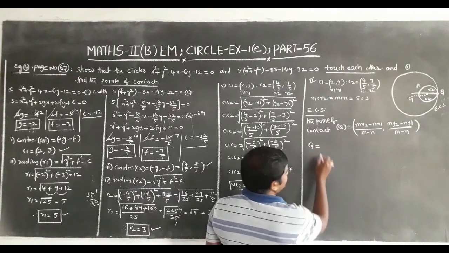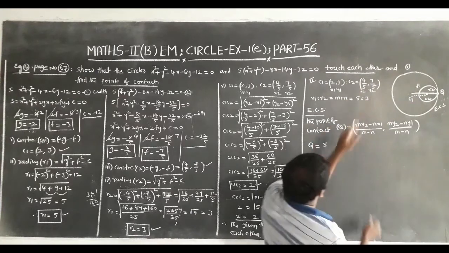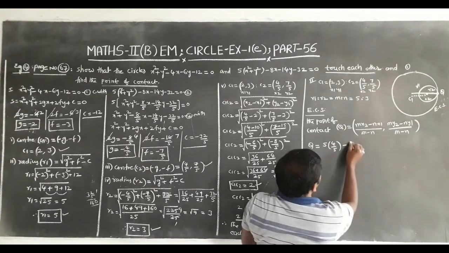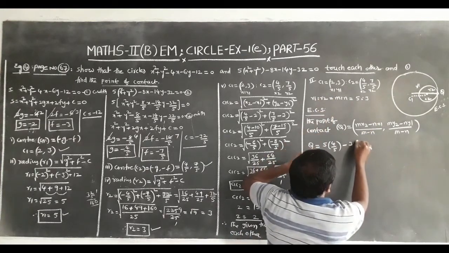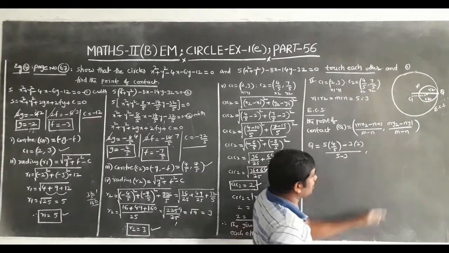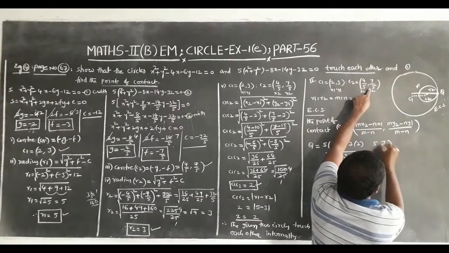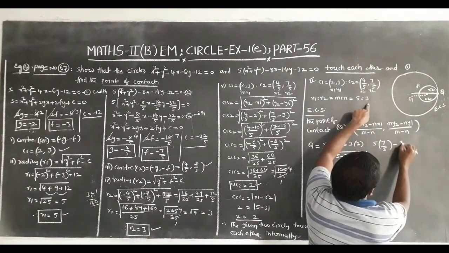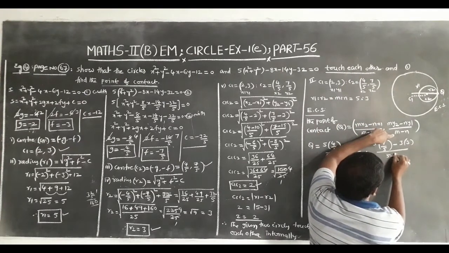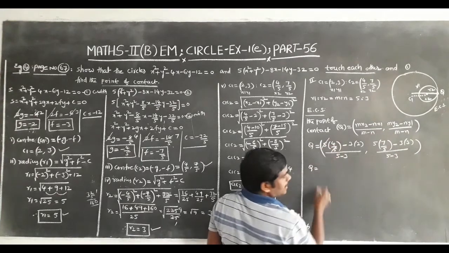The point of contact Q is equal to: m is equal to 5, x2 is equal to 4 by 5, n is equal to 3, x1 is equal to 2, divided by m minus n, 5 minus 3, comma, m is equal to 5, y2 is equal to 7 by 5, n is equal to 3, y1 is equal to 3, whole divided by m minus n, 5 minus 3.